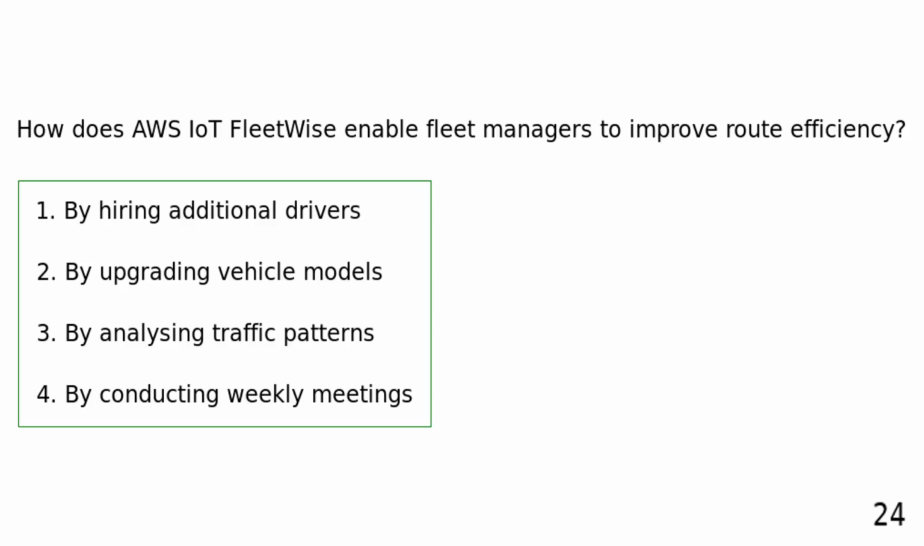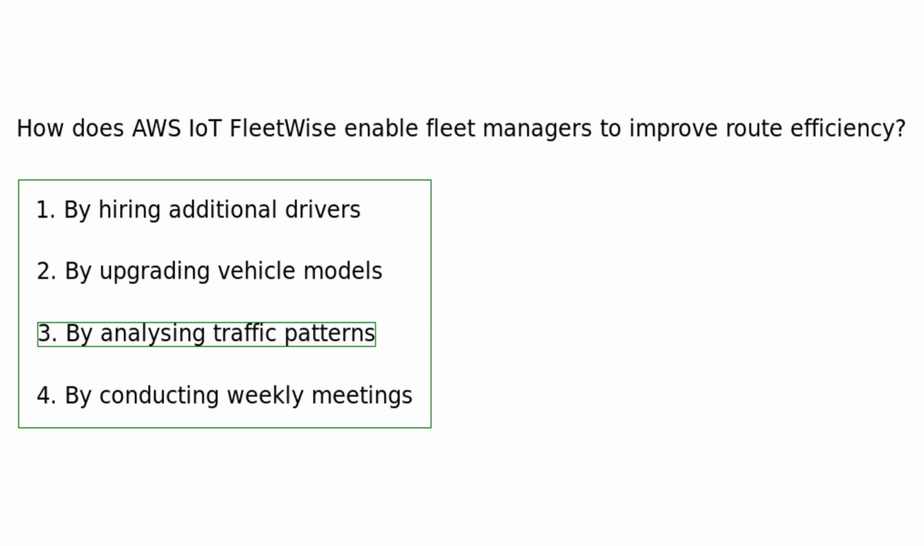How does AWS IoT FleetWise enable fleet managers to improve route efficiency? By hiring additional drivers. By upgrading vehicle models. By analyzing traffic patterns. By conducting weekly meetings. AWS IoT FleetWise enables fleet managers to improve route efficiency by analyzing traffic patterns.